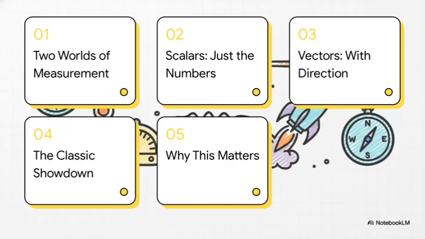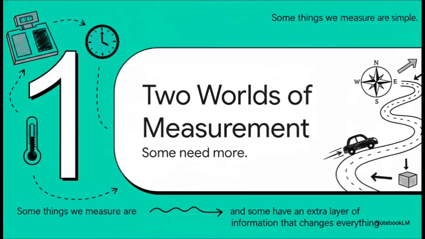So here's what's on deck. First, we'll look at the two big ways we measure things. Then, we'll get into scalars, the simple stuff. After that, we'll meet their cooler, more complicated cousins, vectors. We'll have a little showdown between them, and then wrap up with why this whole thing really matters. Okay, let's get into it.